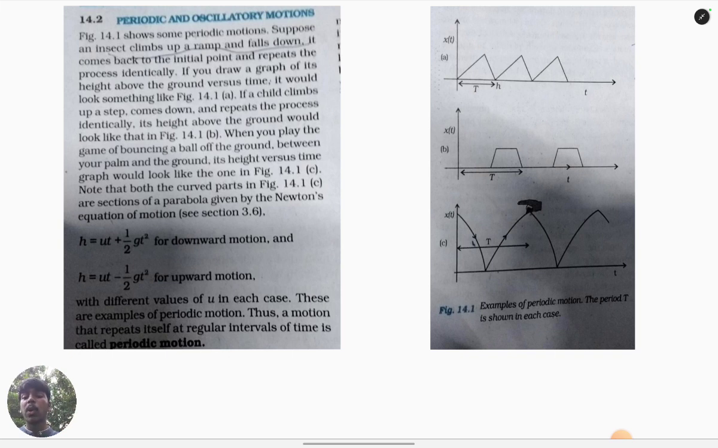And h is equal to ut minus half gt square in upward motion, because the ball is being directed towards your hand, which means it is away from the ground, away from gravity, so it will be negatively geographic.